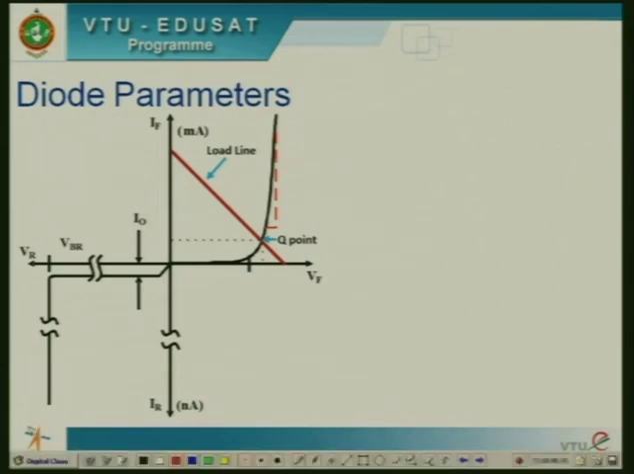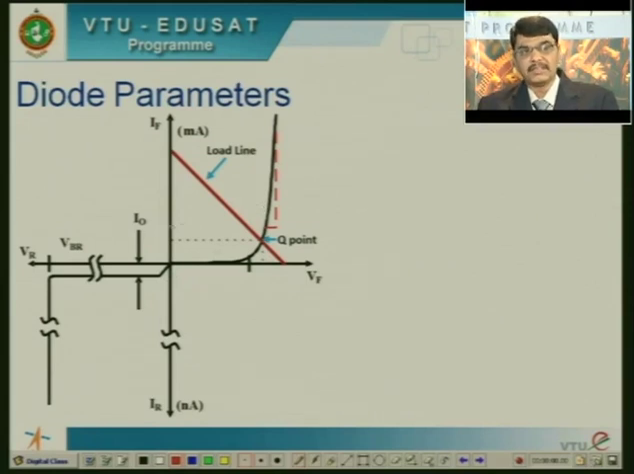Now, when the diode is forward biased, current flows through it and it acts as a conductor, so its resistance is very small. When the diode is reverse biased, it acts as an insulator, an open circuit, and its resistance is very high.